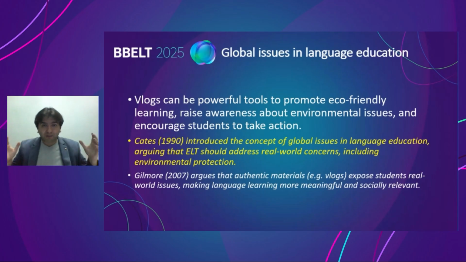So, especially given the modern teaching context, when we are teaching digital native students, we are teaching Gen Zs, we're teaching the alpha generation who are completely different from millennials, from their teachers. We have to better equip ourselves with the latest tech knowledge. We have to educate ourselves, train ourselves on going digital and trying to be part of the digital world, because we are teaching digital natives as digital non-natives. That is the irony. So Gilmore argued in 2007 that authentic materials like vlogs could expose students to real world issues, making learning more meaningful and socially relevant.